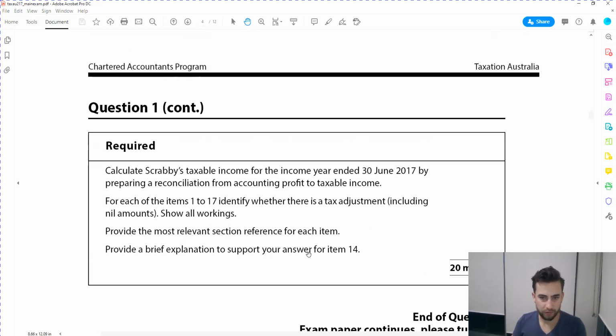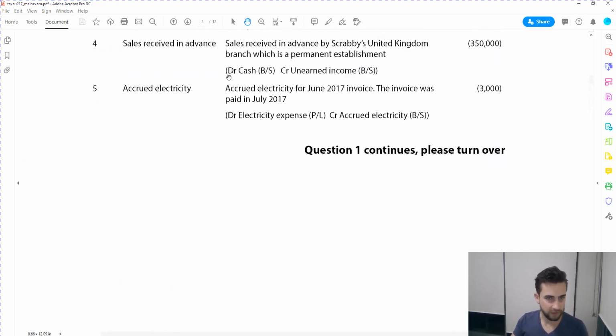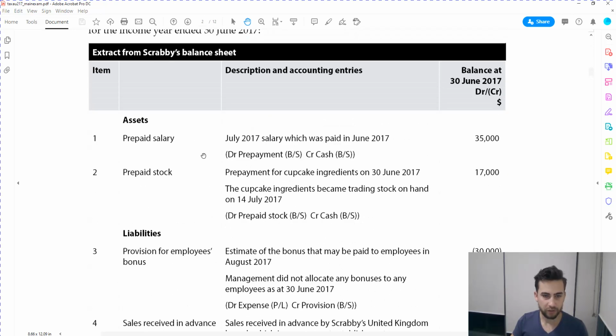So we'll come back to that one, but let's just make sure we're covering off everything that's required of us specifically. So number 1, it's accounting profit to taxable income, so that's fine, we'll cover that off. And then it's 1 to 17, identify the tax adjustment, that's fine, and show workings. And then number 3, relevant section reference, so we know to include the section reference. And then we just have to remember at the end to include a brief explanation for item 14. So let's come back to this. They've given us a list of 17 items, so let's go through them now.